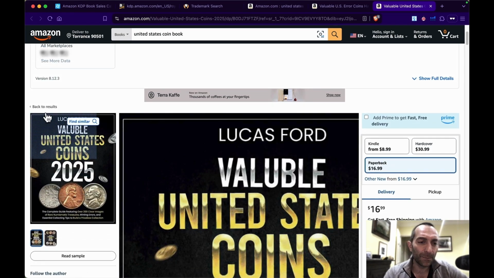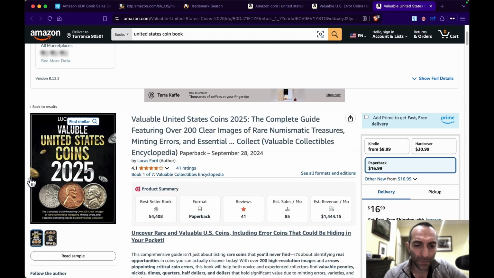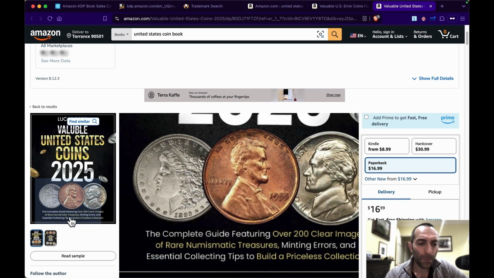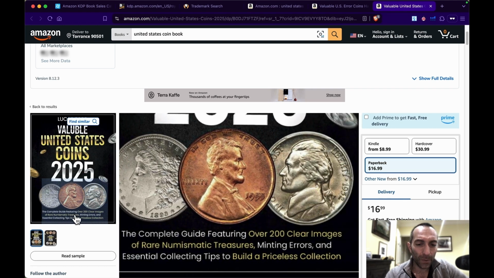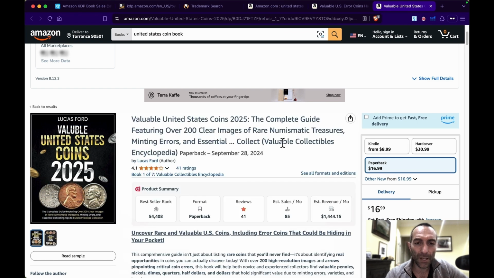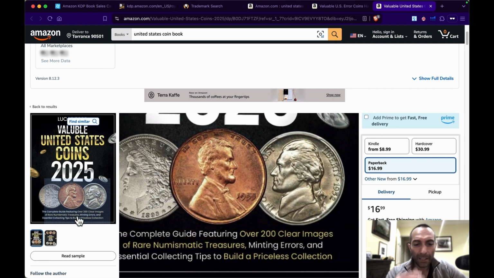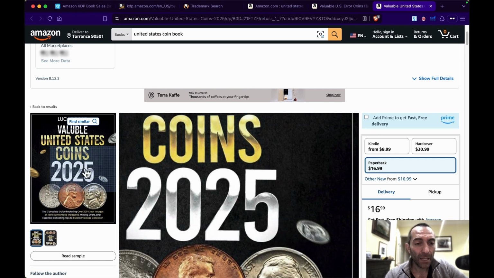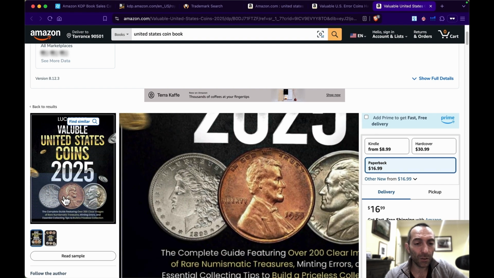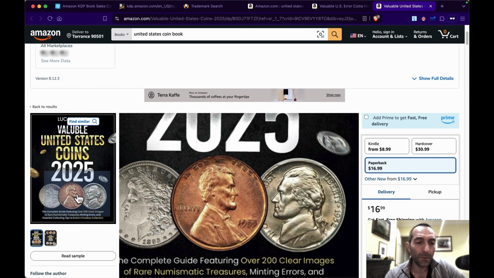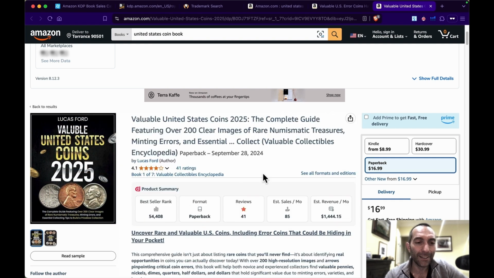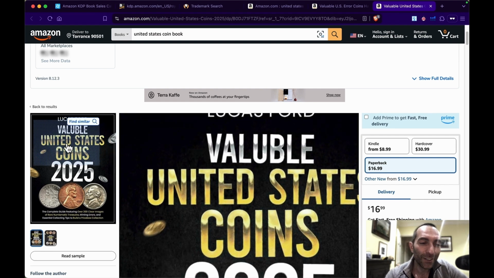Let's have a look at the cover itself. I like it. It's pretty straightforward. I'm not a big fan of the, as you know, the complete guide featuring over 200 clear images. I wouldn't have put the subtitle there, but that's okay. It's converting, so it's got 3 simple coins there, which is okay. The only thing is there's an error on the title.